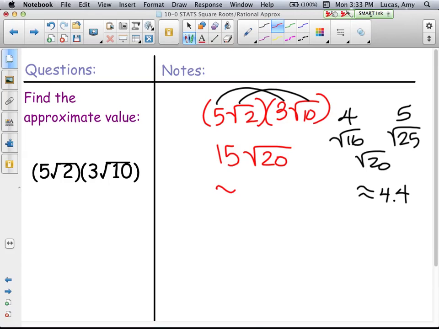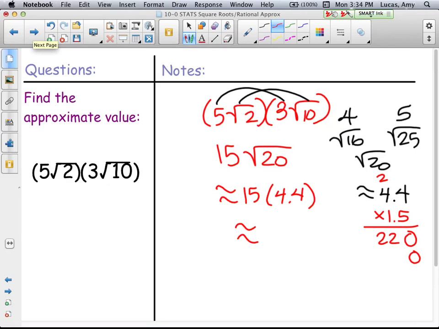So 15 times 4.4 is approximately 5 times 4 is 20, carry the 2, 22, move over, 4 times 1 is 4, so 66, so approximately 66. So multiply the numbers in front of your roots to simplify, and multiply the ones underneath. That's just using the commutative property to change the order of what you're multiplying.